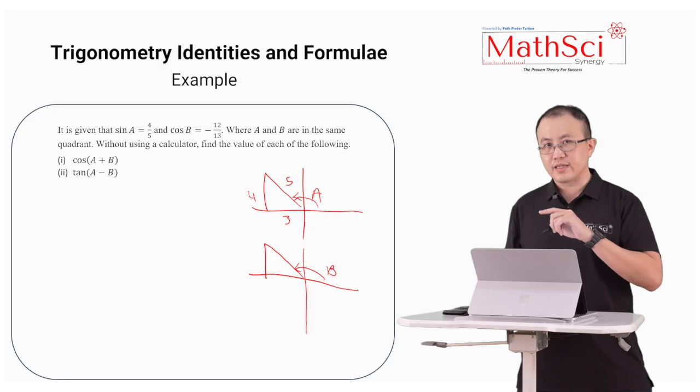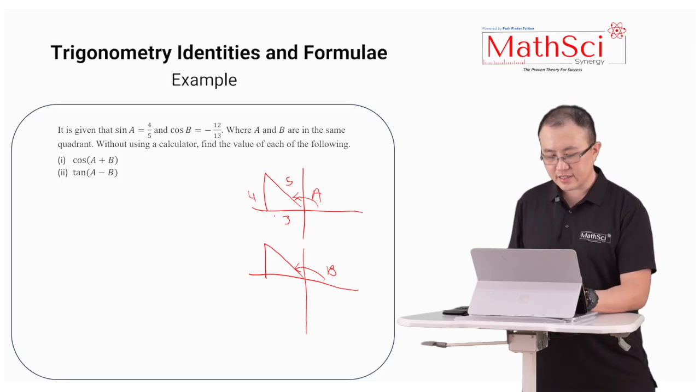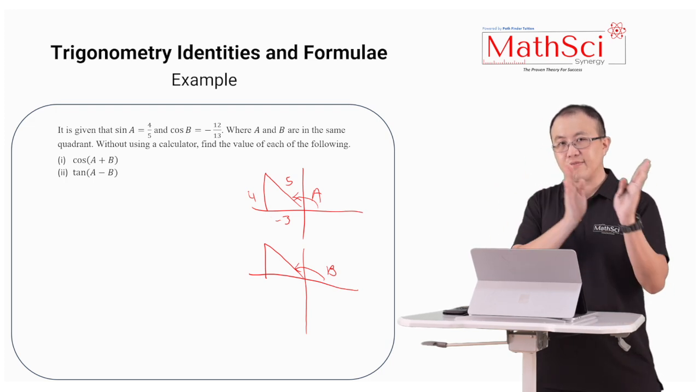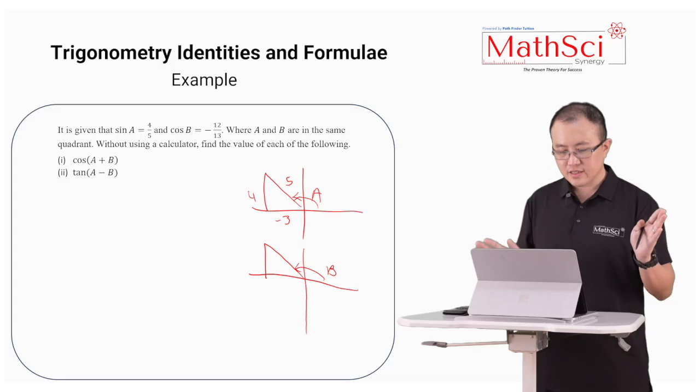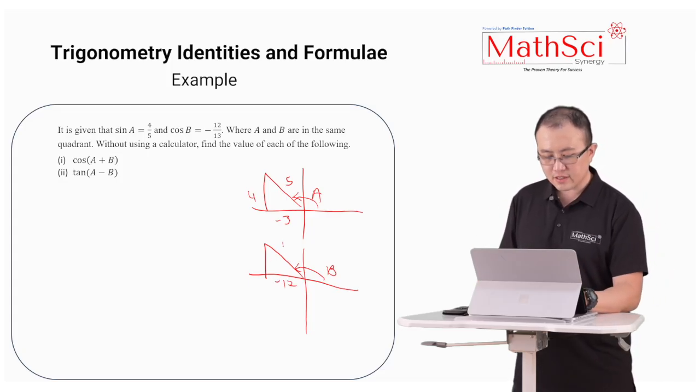Square root of 5 squared minus 4 squared, you will get 9, square root will be 3. Okay, this is minus 3, in fact minus 3, because remember, on the left-hand side of the y-axis is negative. Then the bottom one will be cosine, right? So this is minus 12, this is 13.